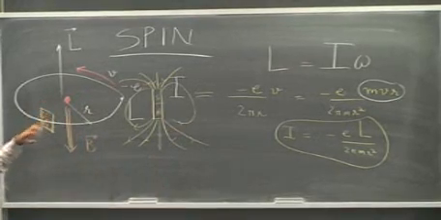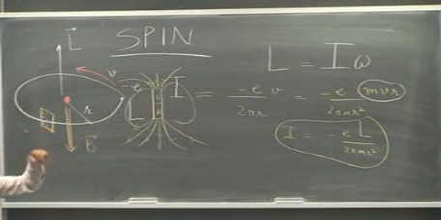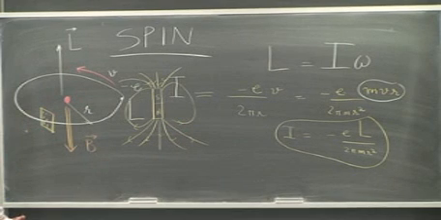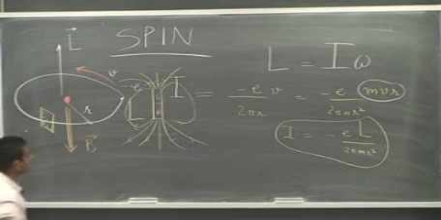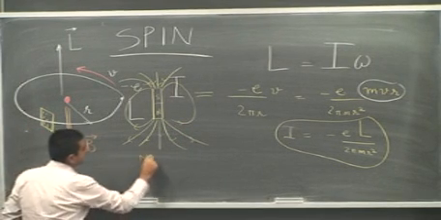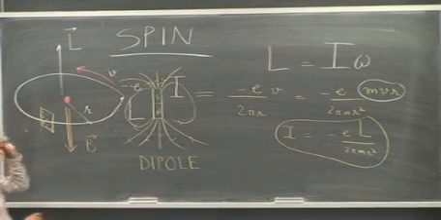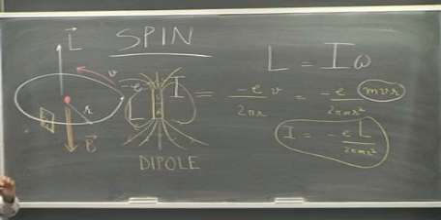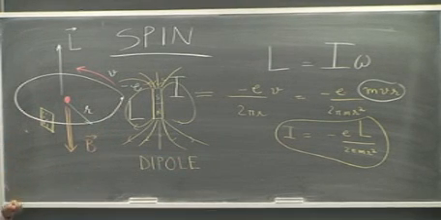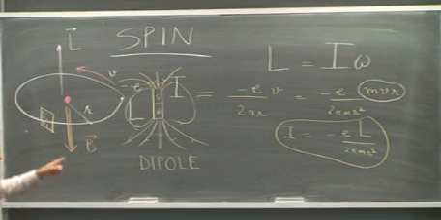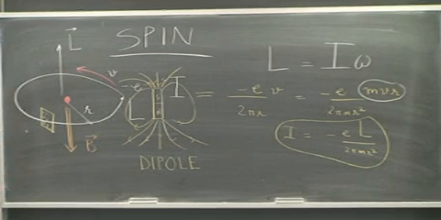So this current loop is exactly equivalent to a tiny magnet. This magnet is called a dipole. Every current carrying loop is a dipole. It's equivalent to a small magnet which produces a magnetic field. Now using Ampere's law, can you find out the magnitude of this field?